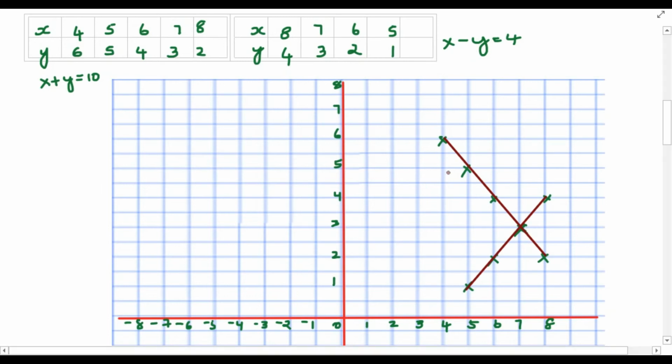So when these points are joined, we get two lines, and these two lines intersect at this point, and this point is (7, 3). That means the value of x is 7 and the value of y is 3. If you substitute in both of the equations, you can see that it is correct. 7 plus 3 is 10. 7 minus 3 is 4. So this is how you solve a pair of linear equations by the graphical method.